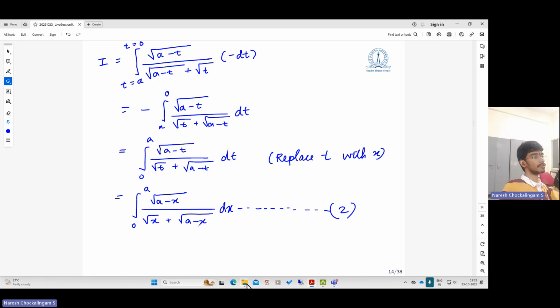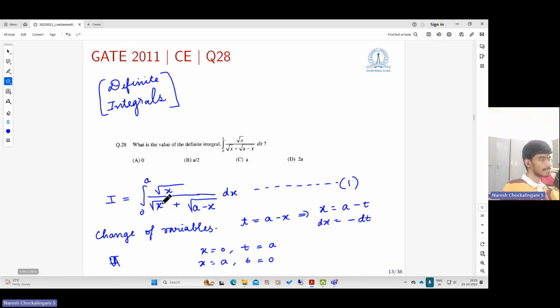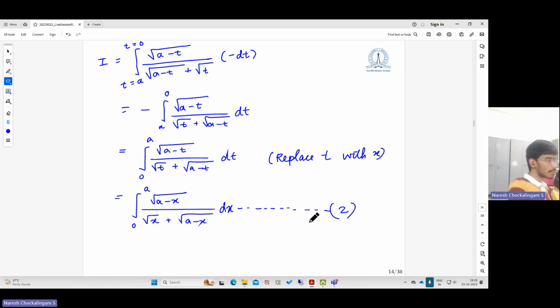Now compare 1 and 2. If you see 1, this is what we have, square root of x by square root of x plus square root of a minus x dx. The limits are the same, the integral variable is the same, and the integral itself is I. And in 2, what do we have? It is the same integral I is also equal to integral 0 to a, the limits are the same, the integrating variable is the same, but the integrand is slightly different. So add 1 and 2.